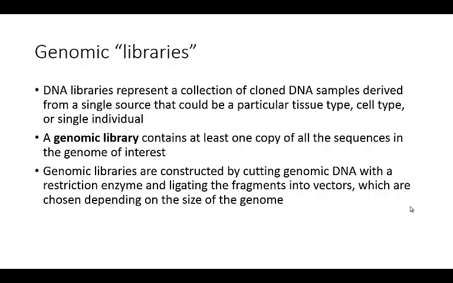A genomic library is going to contain at least one copy of all the sequences in the genome of interest. Genomic libraries are constructed by cutting that genomic DNA with a restriction enzyme. All of the pieces are then ligated into different types of vectors, chosen depending on the size of the genome. If you're looking at human cells, you might use BACs or YACs because they're much larger and able to take up larger pieces. If you're looking at something like a bacterial genome, you might be able to get away with cloning those into various different types of plasmids.